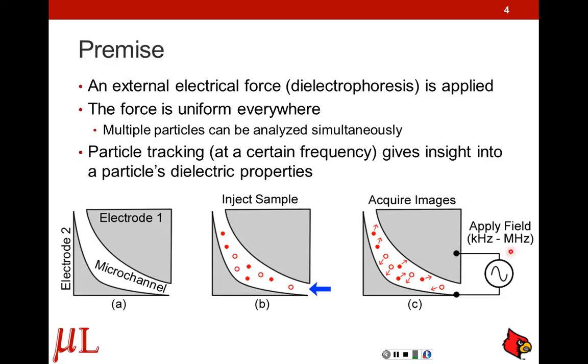We apply a particular AC frequency, we track them, and based on their velocity due to the particular AC frequency that's applied, we can obtain a spectra similar to the rotation spectra of electrorotation. But the fabrication here is much less involved, and the throughput is much higher compared to electrorotation.